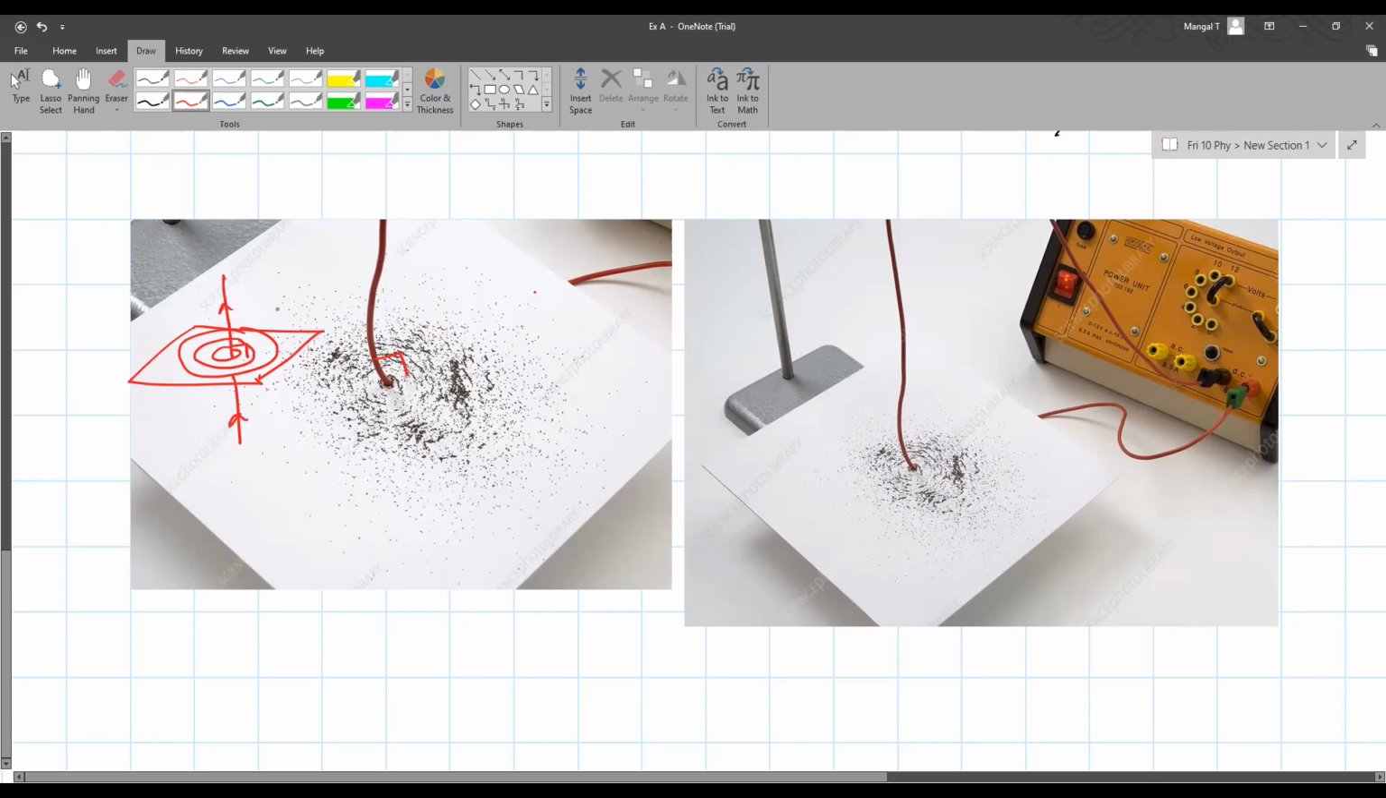Of course, if you reverse the direction of current, say for example, here the direction of magnetic field is this way, and the current is flowing upwards. If you reverse the direction of current, the direction of magnetic field also changes. So the deflection will be changed.